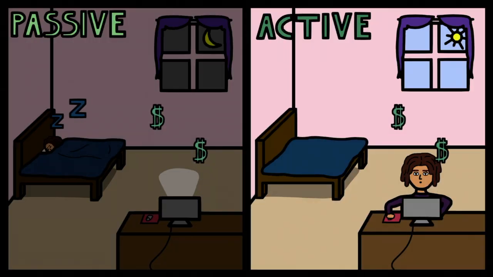Now there are two main different types of investors. There are active investors and there are passive investors. I'm going to be going through the pros and cons of each one so you can determine where you fit in. The first one I want to talk about is passive investing. But what exactly is passive investing?